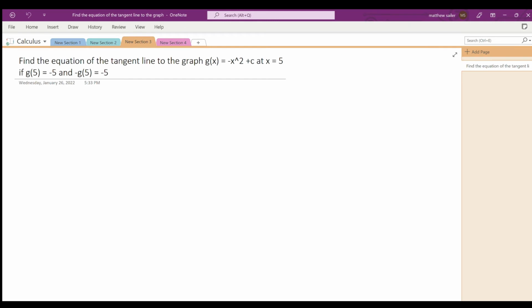So in this case, I want to find the equation of the tangent line to the graph g of x equals negative x squared plus c at x equals 5 with the bounding limits of g of 5 equals negative 5, or excuse me, that should not be, this should actually be g of negative 5 equals negative 5. I wrote that wrong.